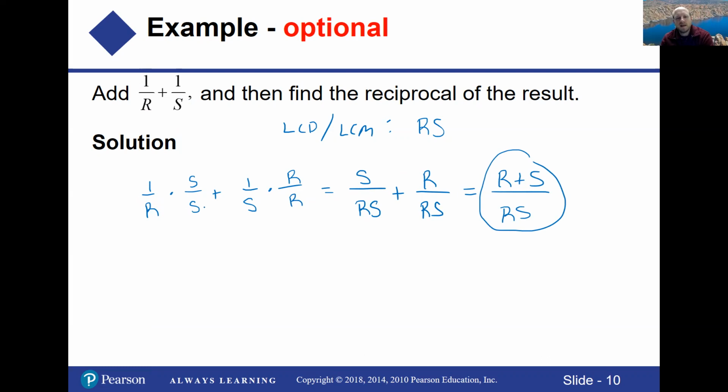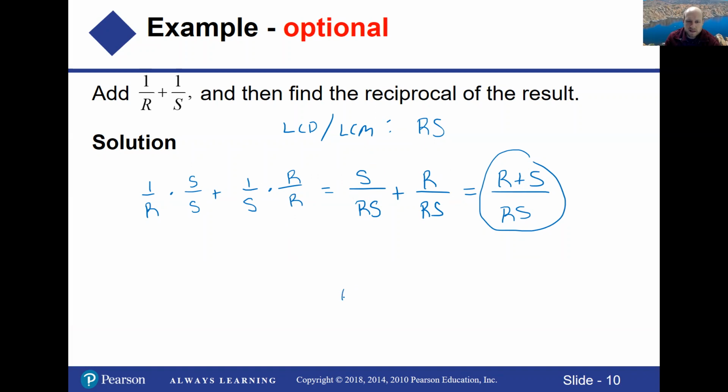Again, I just multiplied it by the missing factor. This one was missing an s. This one was missing an r. And then I did 1 times s is s, 1 times r is r. And I wrote both of those over your common denominator, or your LCM of rs. And then I added the numerators, s plus r, and I just switched those around to be r plus s by the commutative property. You can just switch those around.